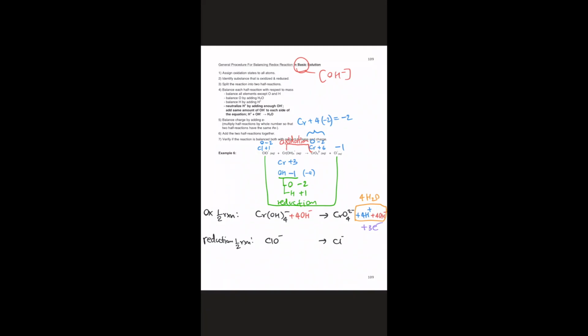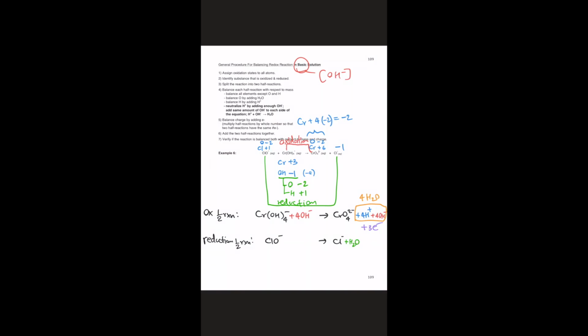Okay, so for the reduction half reaction, we are going to do the same thing. What we are going to do is take a look at the elements first. Chlorine, that's good. We have one oxygen here. We don't have oxygen on this side. Therefore, in order to add oxygen, you need to add water. Okay, so I'm going to add water to this.